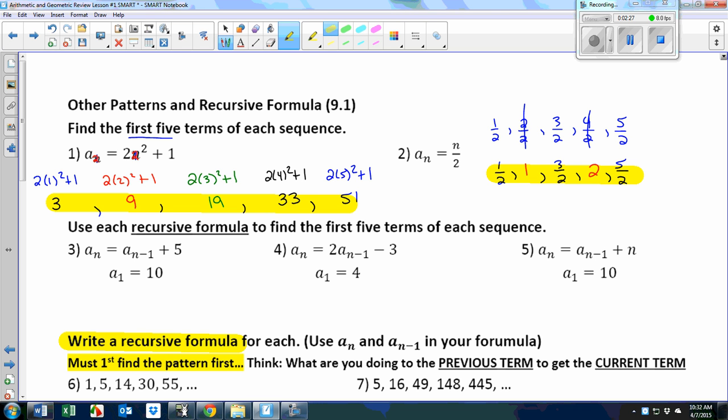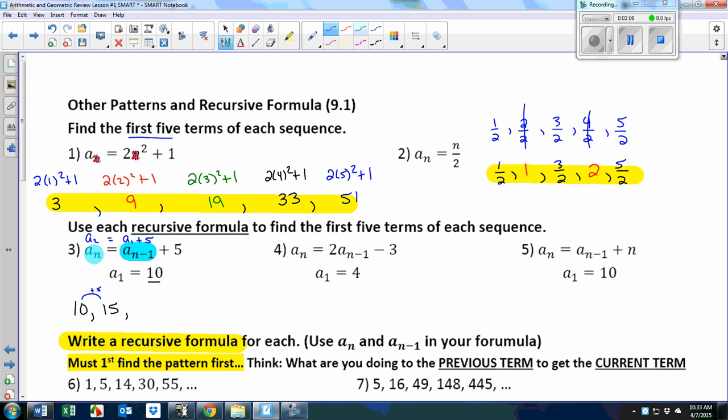Next, problems 3, 4, and 5 are recursive. Recursive tells you to take the previous term and do something to it. I'll read it aloud, since it's been a while since you've seen the symbols. Number 3, a sub n, any term, equals the previous term plus 5. They tell us the first term is 10. So the second term is equal to the first term plus 5. You take your 10 and add 5, and your second term is 15.